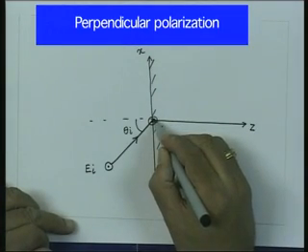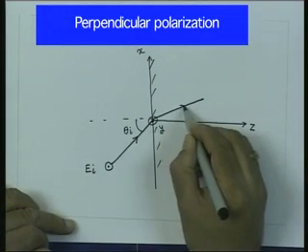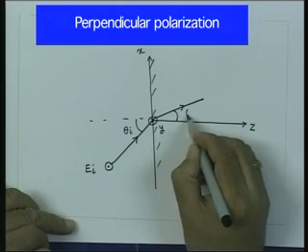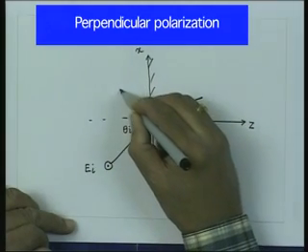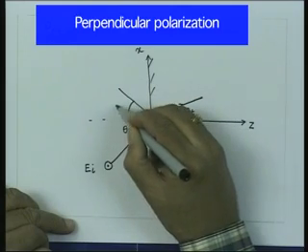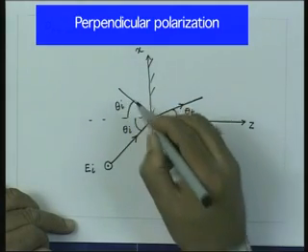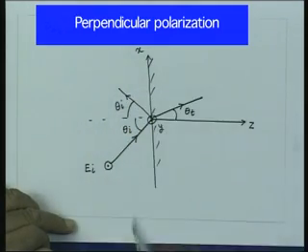Then let us say this is the transmitted wave, which makes an angle theta t, and there is a reflected wave which will make an angle same as the incidence angle, which is theta i. So, this is the reflected wave.